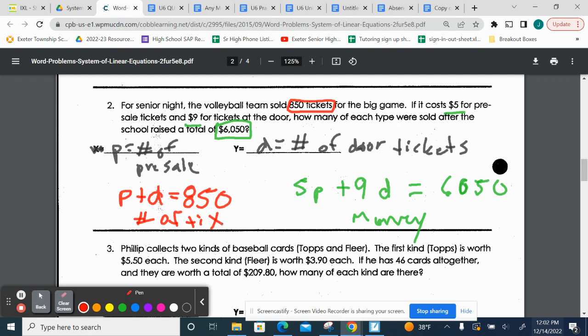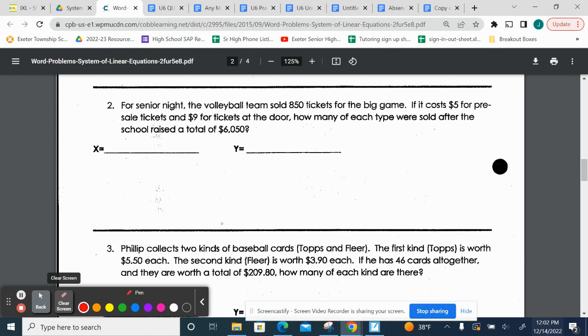And so that process is going to be the same pretty much for every equation. Look to organize your info into two different equations, define your variables, and now we're ready to go. So I'm going to clear my screen, and I'm going to solve this one using substitution this time.